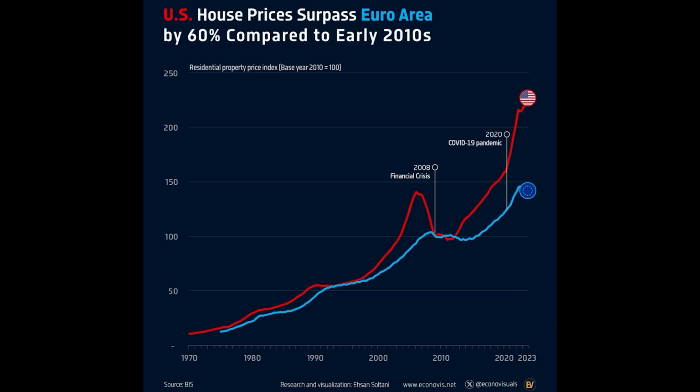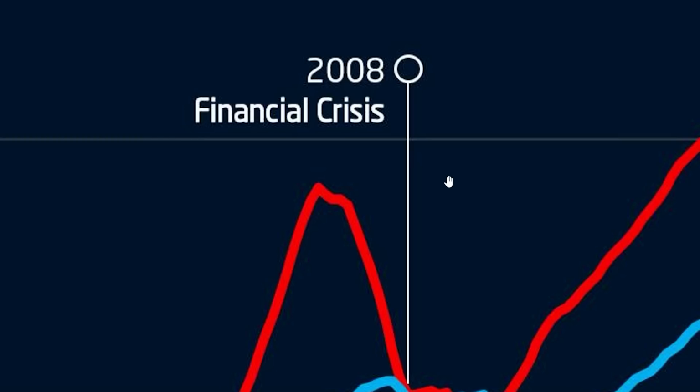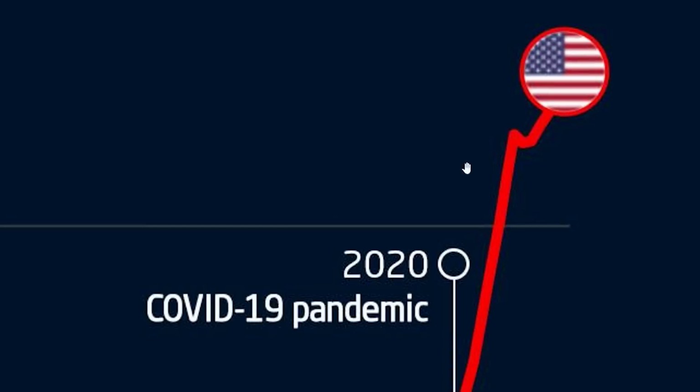U.S. housing prices have surpassed the Eurozone by 60%. That is if we start from the year 2010. Obviously, in 2008, there was the great financial crisis. Crazy that right before that, U.S. housing prices were surging, and then, well, this happened. I wonder if that is going to happen here too. Is that going to be a pattern?